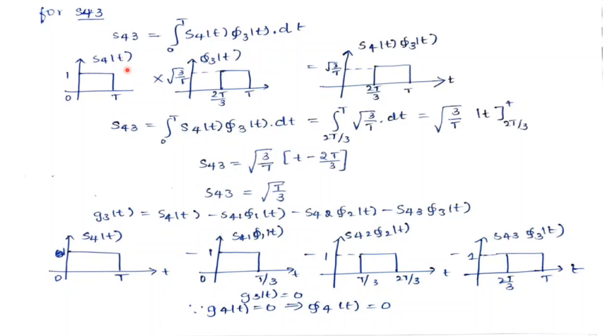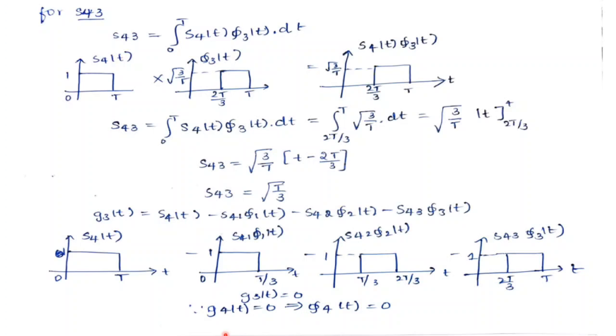And for S43, that is the integral from 0 to T of S4 of t into phi 3 of t into dt. After plotting the graph for S4 of t and phi 3 of t, we get this much, and after substituting we get root of T by 3. Substituting the values, we get g4 of t is equal to S4 of t minus S41 phi 1 of t minus S42 phi 2 of t minus S43 phi 3 of t, and we get this much.